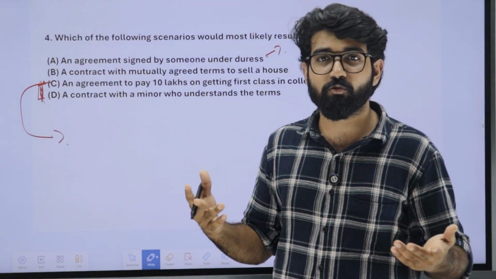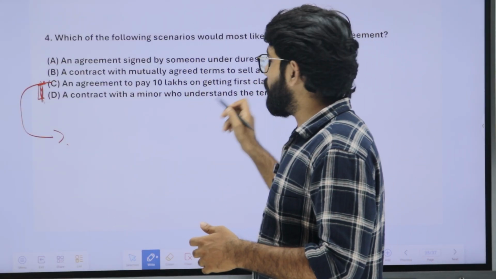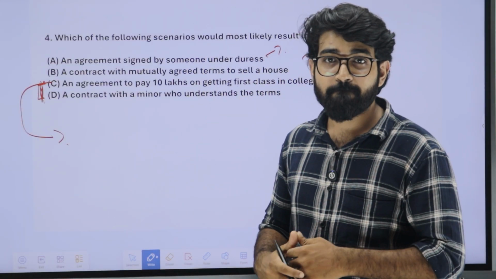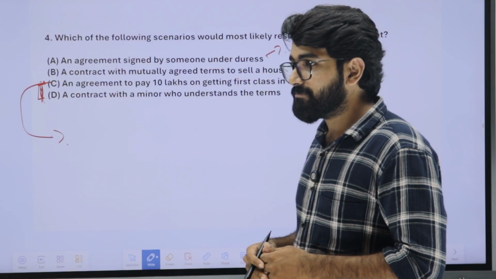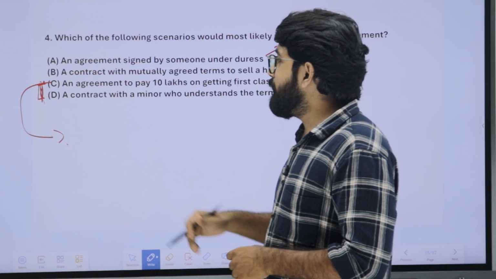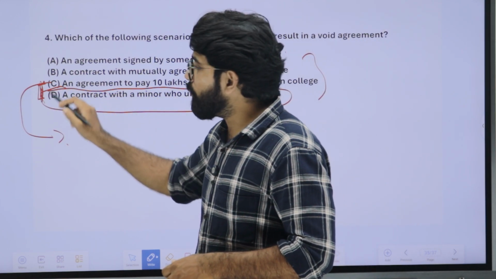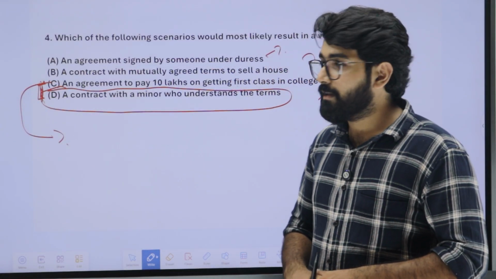We need to discuss those portions. There you will understand that this is a contingent contract. This is not wagering. It's not easy. But for this one, you don't need to know what a contingent contract is.